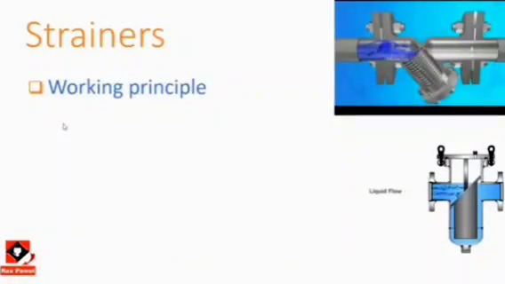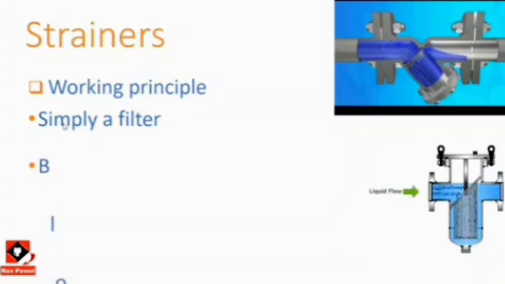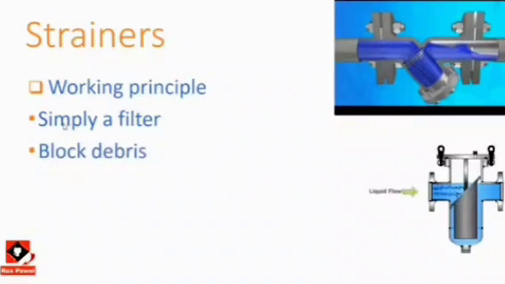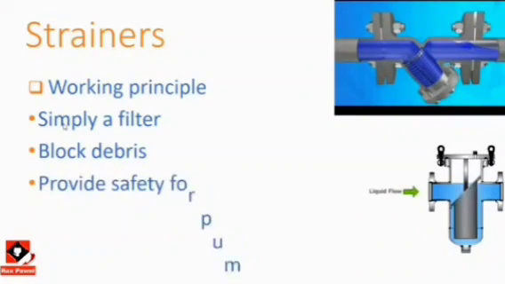Strainers working principle. They are filters used to prevent impurities and debris from entering the flowing path. If the fluid contains impurities, then a strainer must be installed in the pipeline before a pump. And you can also find it in foot valves.